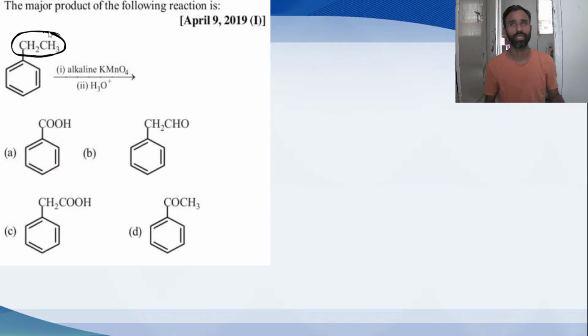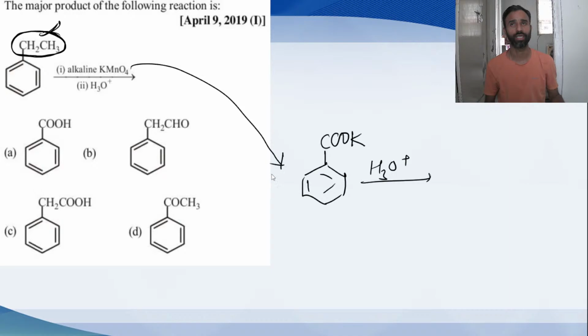this chain, benzene ring, irrespective of the number of carbon atoms, it forms potassium benzoate always, and the only other carbon is the benzylic carbon left on the benzene ring. Rest of the carbon is oxidized to carbon dioxide and hydrogen to water. Then it is hydrolyzed. With alkaline KMnO4 we get potassium benzoate, and on further hydrolysis we get benzoic acid. Means A is the right option.